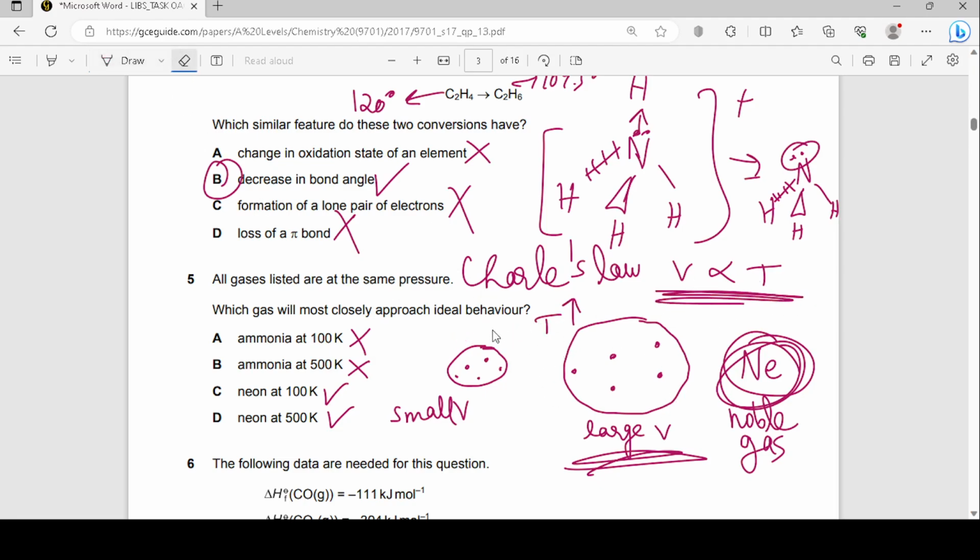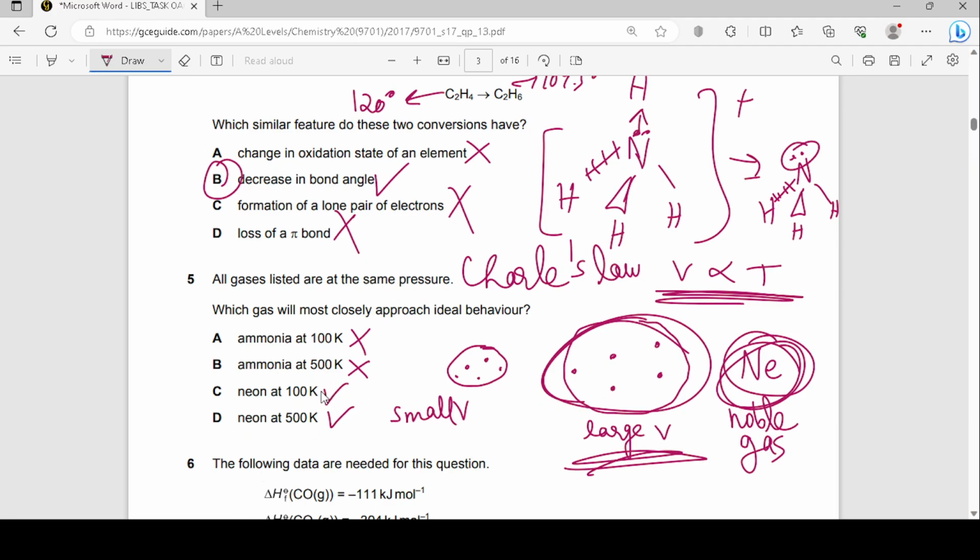V is directly proportional to T, right? So if my temperature increases, then my volume increases, and if I have a larger volume, then my gas particles will be spread further apart. So there will be weaker and weaker intermolecular forces of attraction. So the gas will be more ideal if the volume is larger. So that means the gas is basically more ideal if the temperature is higher, because if the temperature is higher, the volume will be greater, right?